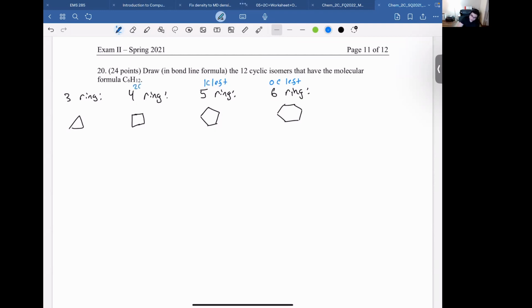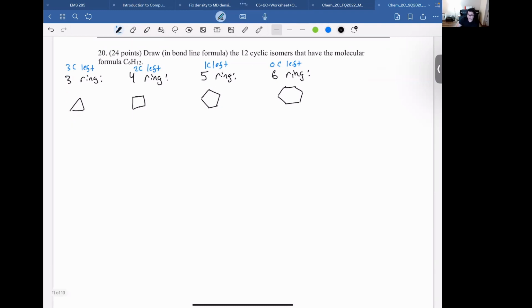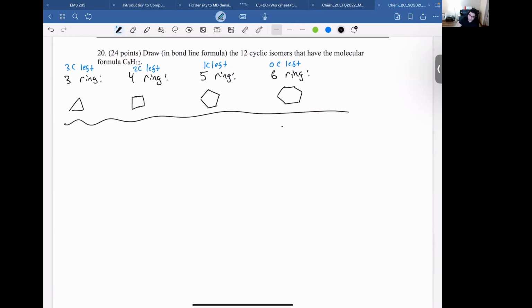In a 4-membered ring, I have 2 carbons left. And then in a 3-membered ring, I have 3 carbons left that I can move around and do whatever with. So let's start with the easiest one, the 6-membered ring. There's only one way to draw the 6-membered ring, which is the 6-membered ring itself, right? Because I have no leftover carbons. So that's done. That's one isomer.